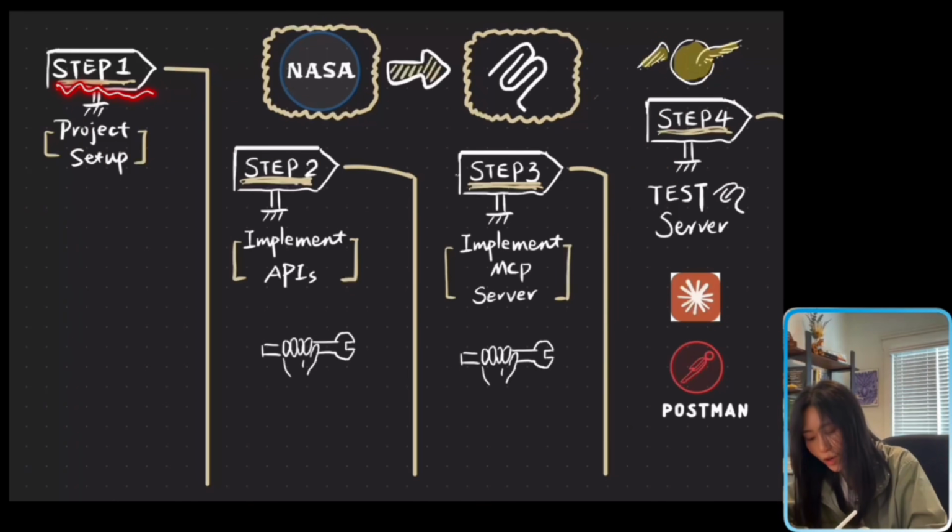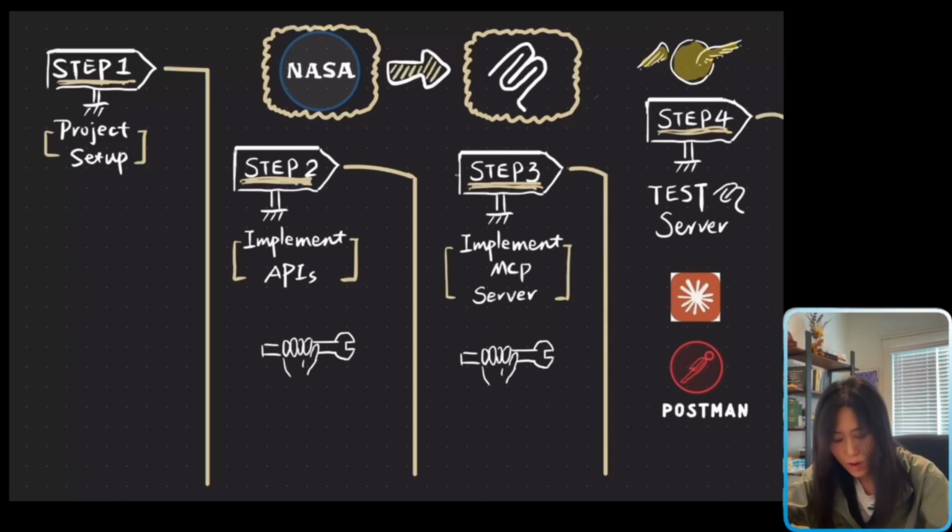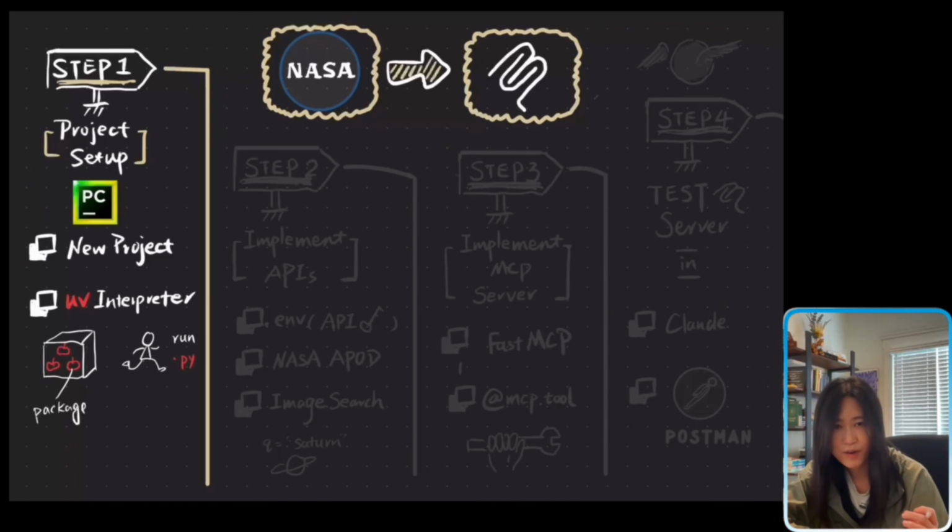One, we're going to first set up a new project. Step 2, we're going to implement the APIs. And step 3, we're going to use a package called FastMCP to build our MCP server. And step 4, we're going to test our server in both Claude Desktop and Postman. Let's dive a little bit deeper into our plan.